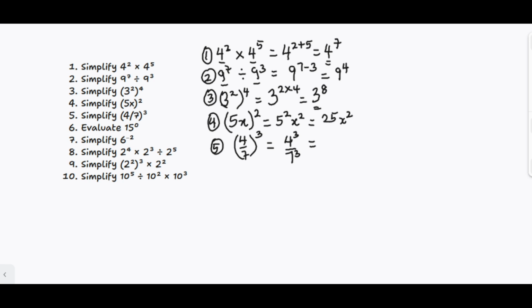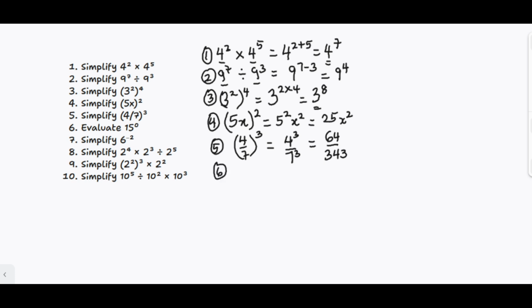Now, what is 4 raised to the power 3? 4 raised to the power 3 is simply 4 times 4 times 4, which gives us 64. Then we have 7 raised to the power 3, which gives us 7 times 7 times 7, 343. That means 4 over 7 in brackets raised to power 3 is equal to 64 over 343.